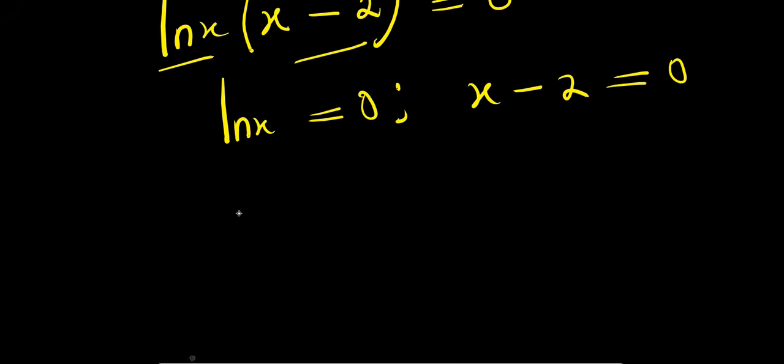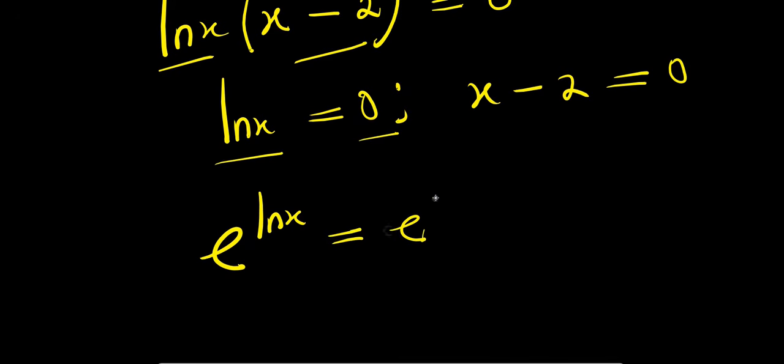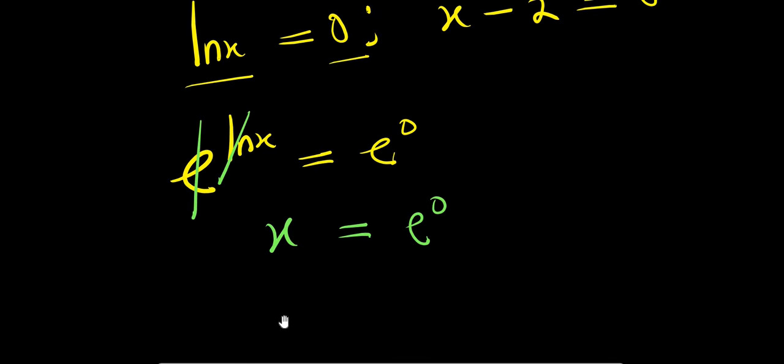So right now, if natural log x equals 0, I can solve for x by simply making use of e: e power natural log x equals e power 0. The next step will be to cancel natural log, then x equals e power 0. And when you have a number raised to the power of 0, it is 1. So that means x equals 1. This also is another solution.